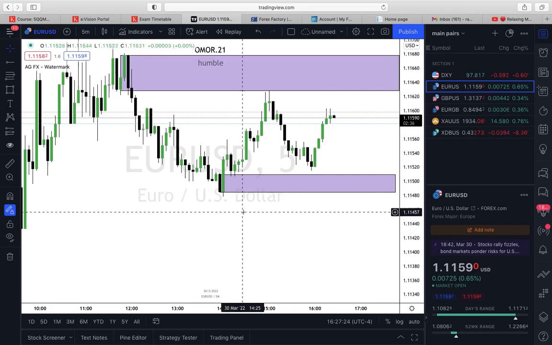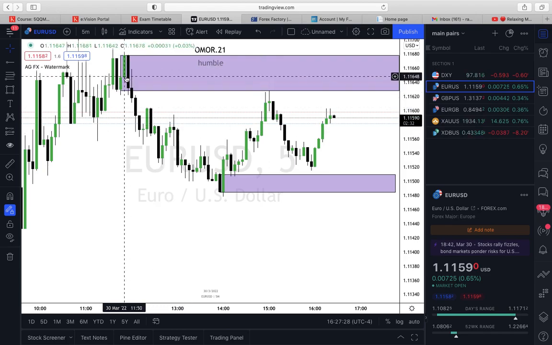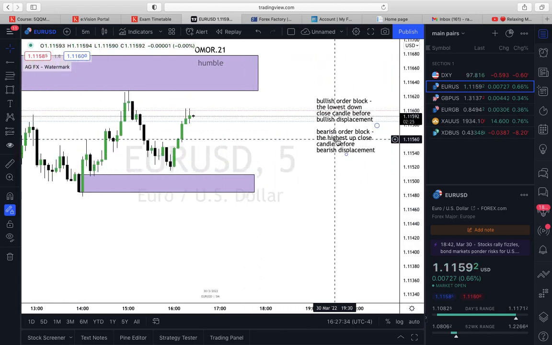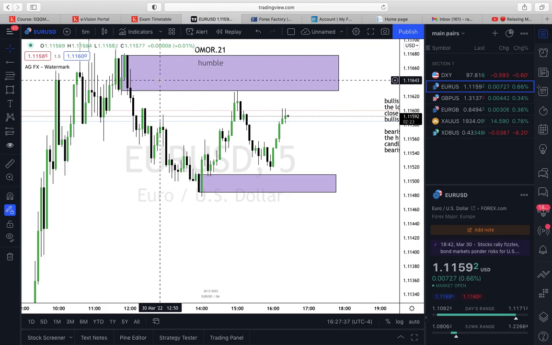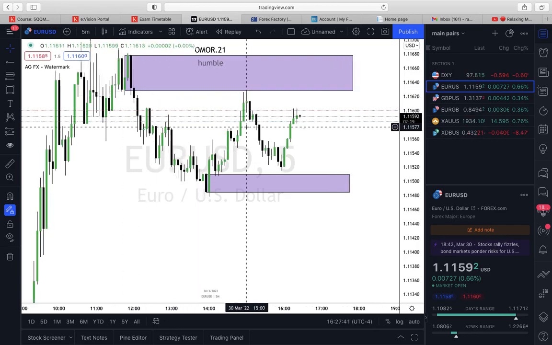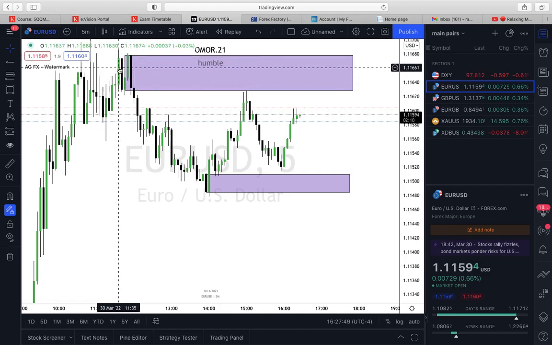Now, one thing I want to go over with you guys is this is also an order block, but Omar, you have two candles. It's meant to be the highest up close candle. It should just be this one. If you go into a time frame, because the market is a fractal, these two candles together on, for example, a 10-minute time frame, there will be one candle.